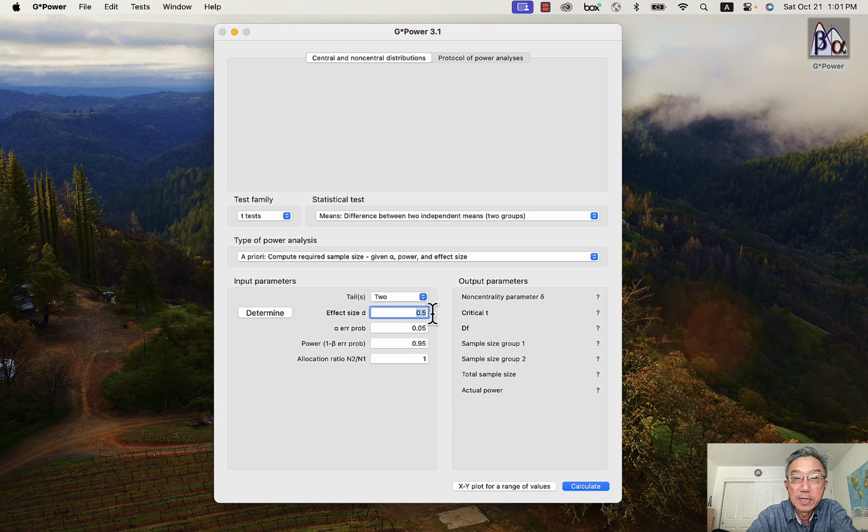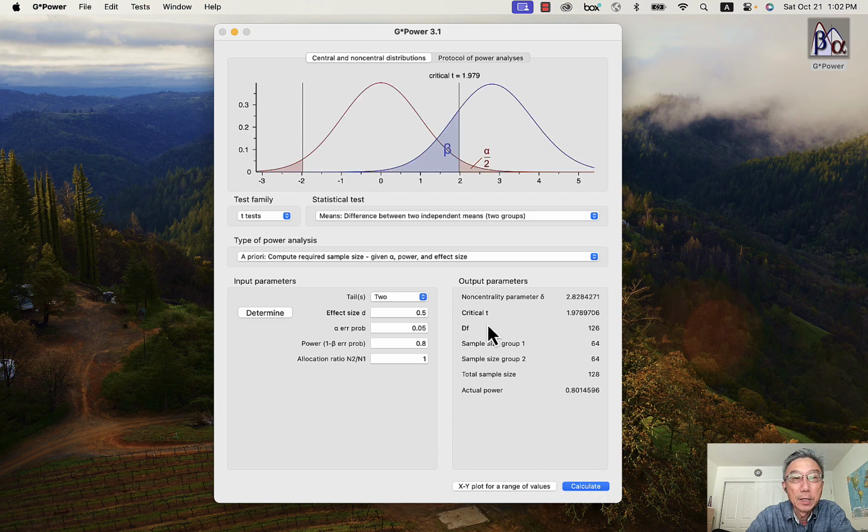Now, what is the effect size? Cohen's d. Let's just assume that we have a medium effect size, so Cohen's d equals 0.5. Alpha level, 0.05. And we want to have power equals 0.80. Okay, and I click calculate. So the sample size: we need 64 participants in group 1, another 64 participants in group 2, for a combined 128.